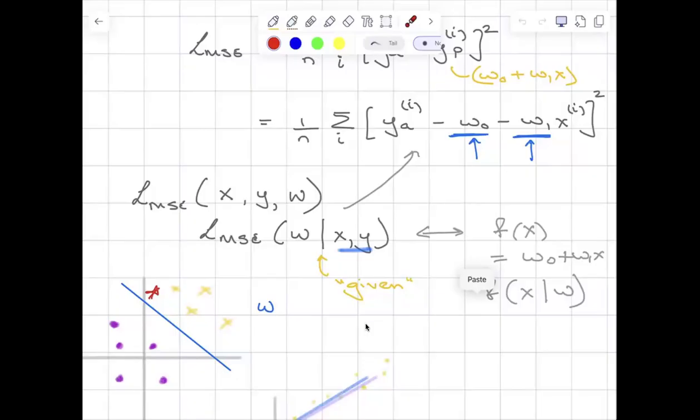Okay. So do you get that? In the first case, it's a function of W. In the second case, it's a function of the input. The W is fixed. We are not touching W on the right-hand side.